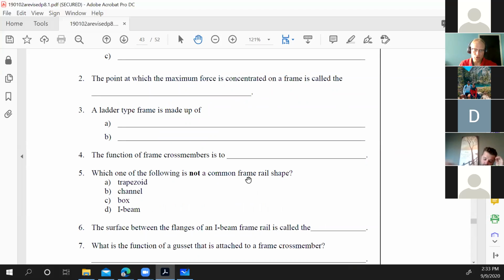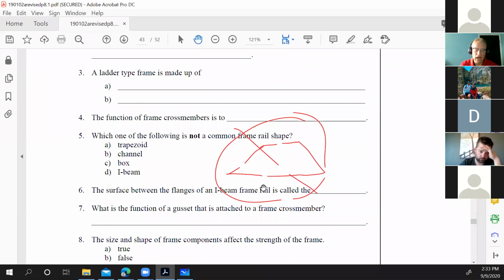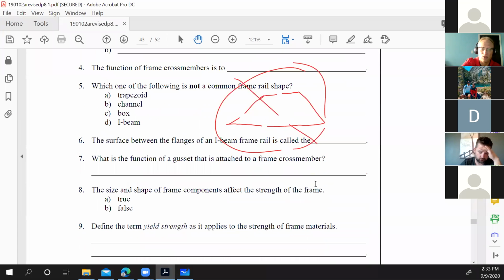Not a common frame rail shape. Trapezoid. Okay. I believe a trapezoid looks like this. Turn my pen on. That's a trapezoid. I have yet to see a frame rail that's shaped like that. So that is a big no. We do not have those. The surface between the flanges of an I-beam is called the web. You betcha, the web. You got it. Wow, my writing is really messy on here.